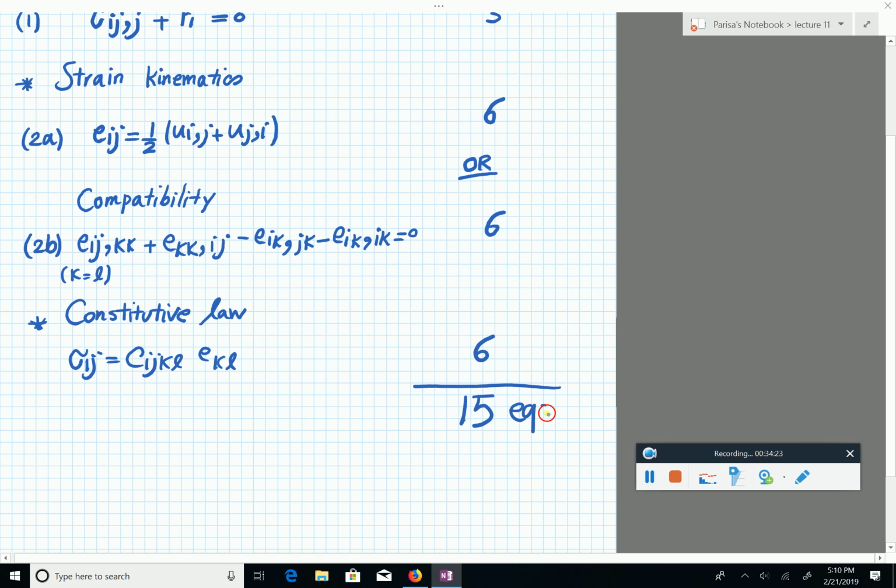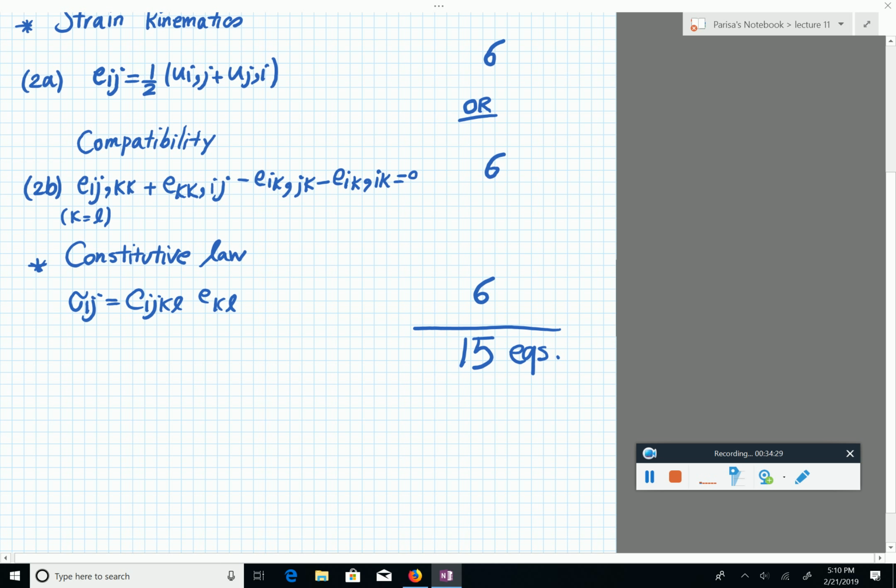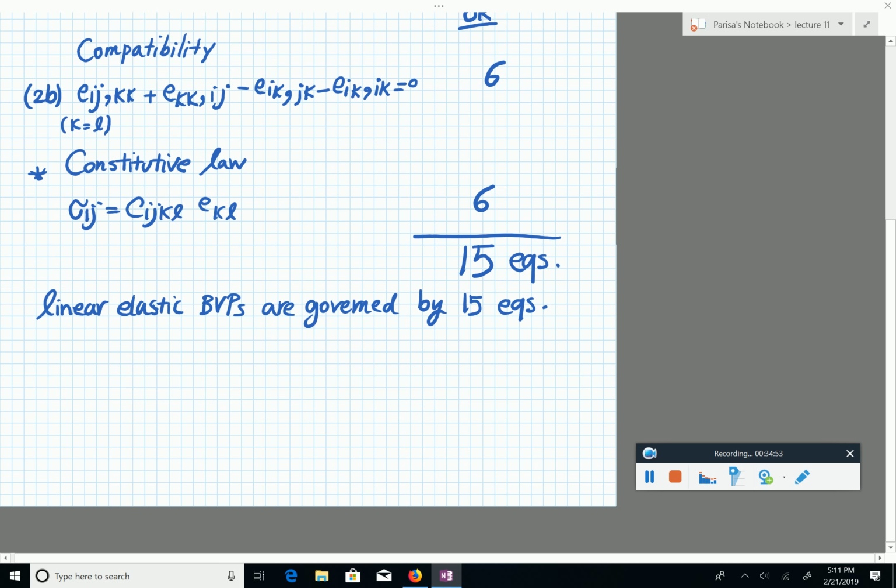15 equations. So I write it because it's important. So linear elastic boundary value problems are governed by 15 equations. Now, how many unknowns do we have? 15. What are those?